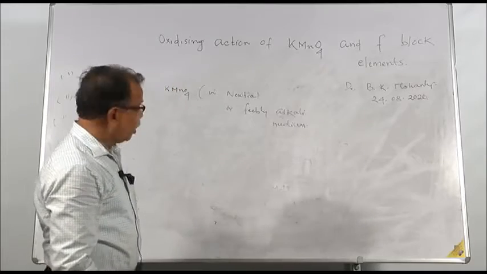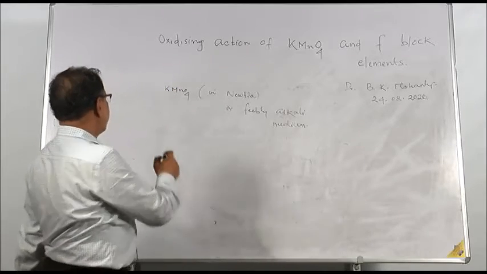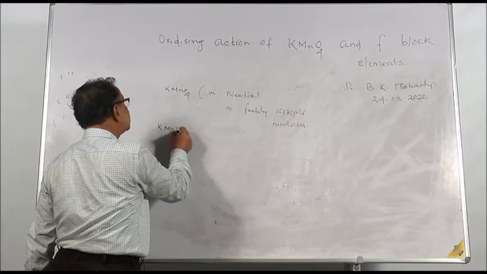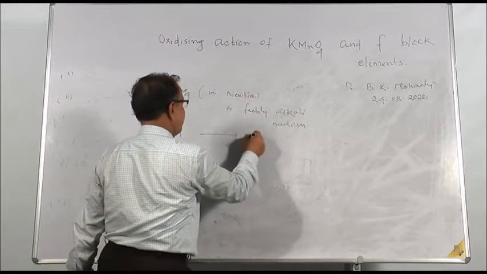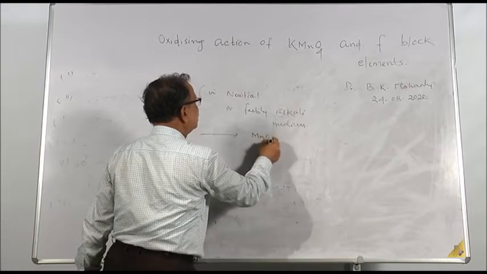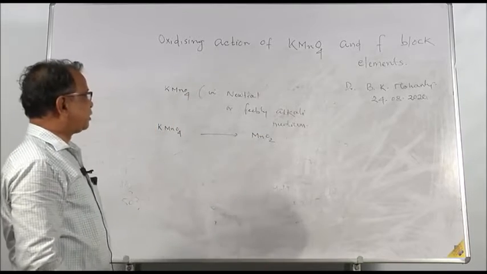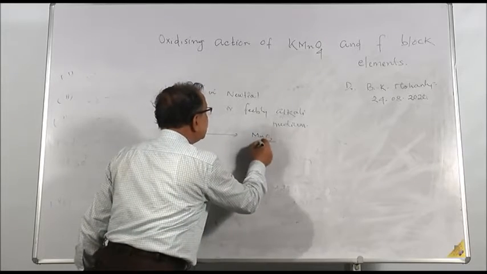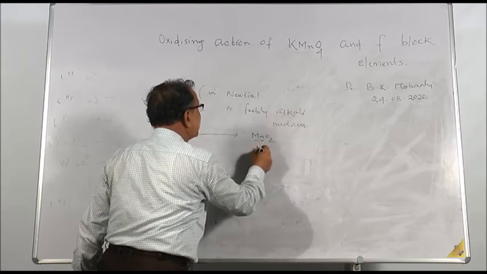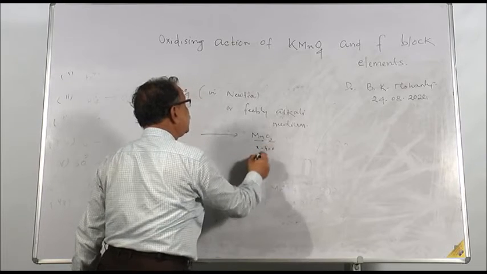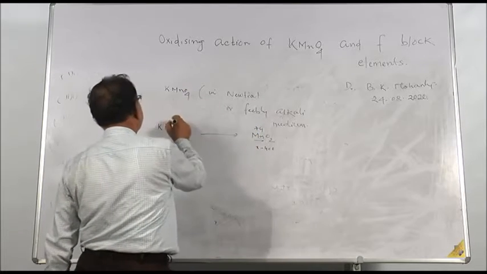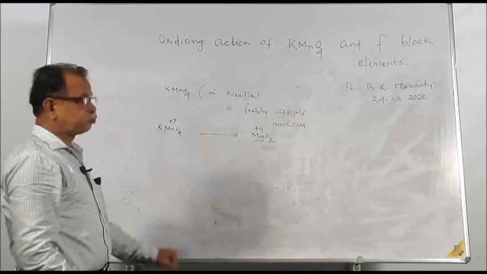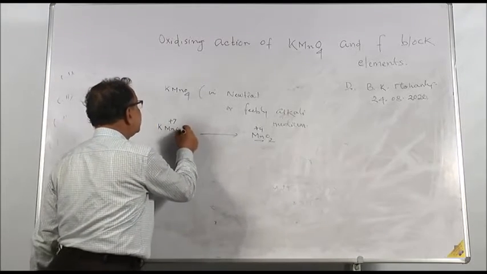In feebly alkaline or neutral medium, KMnO4 changes to manganese dioxide, MnO2. Here the oxidation number of manganese is x minus 4 equals 0, so it is plus 4 state. In KMnO4 manganese is in plus 7 state, which changes to plus 4, hence we have to add 3e.